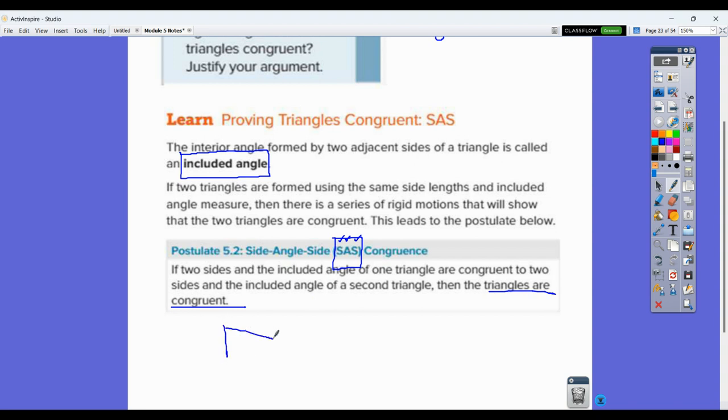So what do I mean by that? Well, if I have a triangle here, I'm going to call this ABC, and I know that side AB is congruent to a side in another triangle and side AC is congruent to a side in another triangle, then there are three angles that exist in this triangle. Okay, so if that's listed congruent, that's listed congruent.